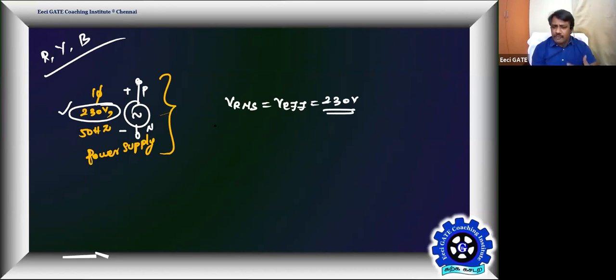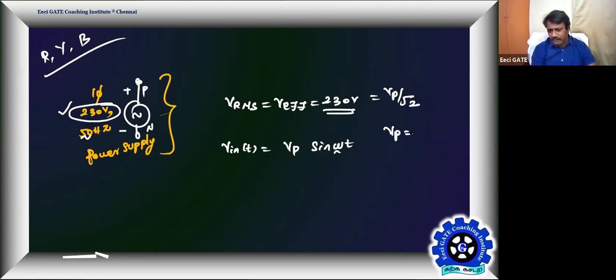If you want to represent this in the time domain, or instantaneous, then you take the supply as Vin of t, which has to be Vp into sine omega t, where omega carries the frequency information, that is 50 hertz. Then 230 is the RMS value, and we know that is equal to Vp by root 2. From this you need to find Vp. What is that Vp? Root 2 times your V effective, or VRMS. Getting everyone?